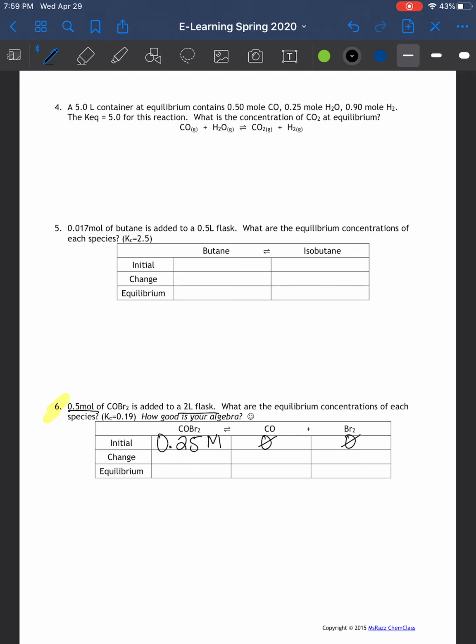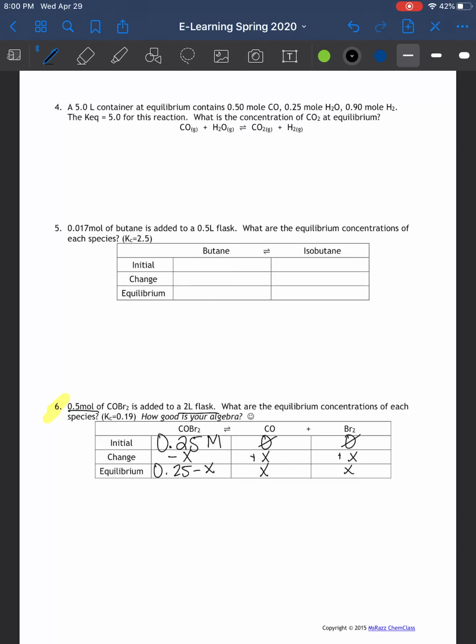Okay, so then looking at the change, I don't know by how much this is changing, but I do know the reactant concentration is going to decrease by some value x, and my product concentration is going to increase by some value x. Okay, so then once it reaches equilibrium, this is 0.25 minus x. This will just be 0 plus x, which is x, and again 0 plus x, which is x.